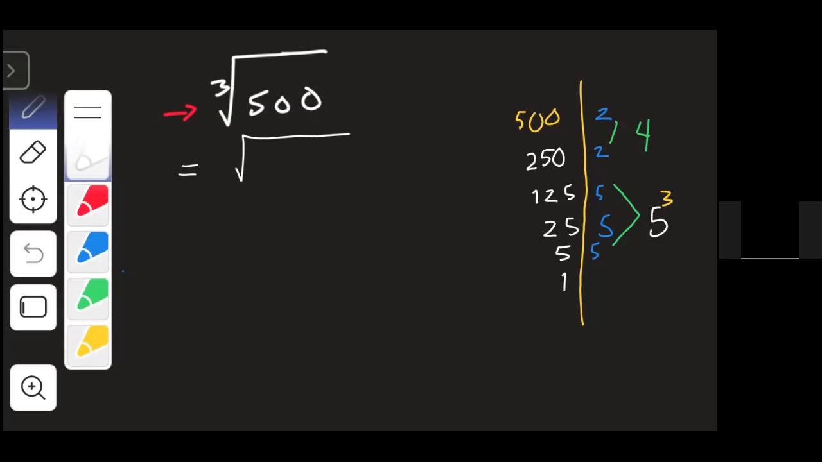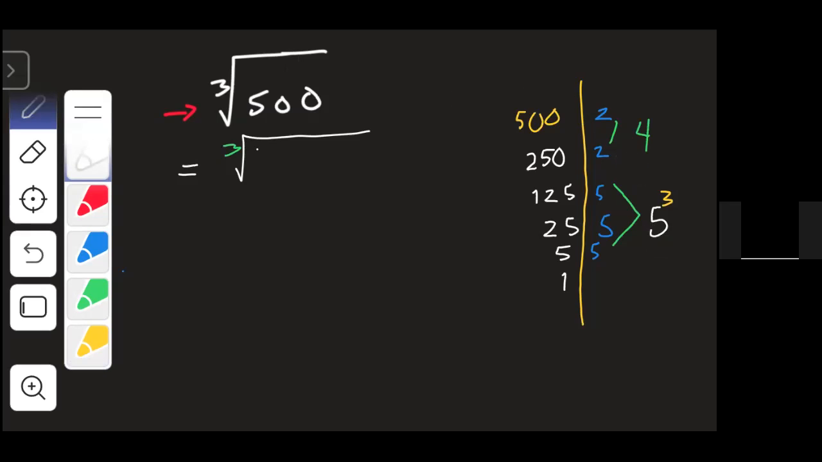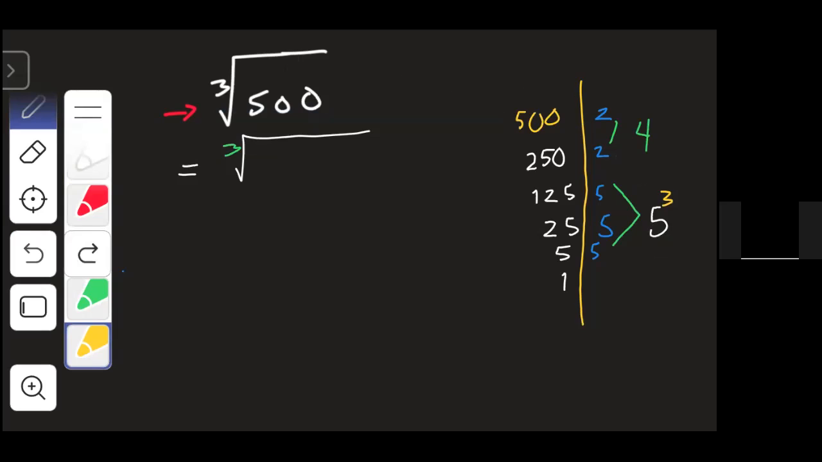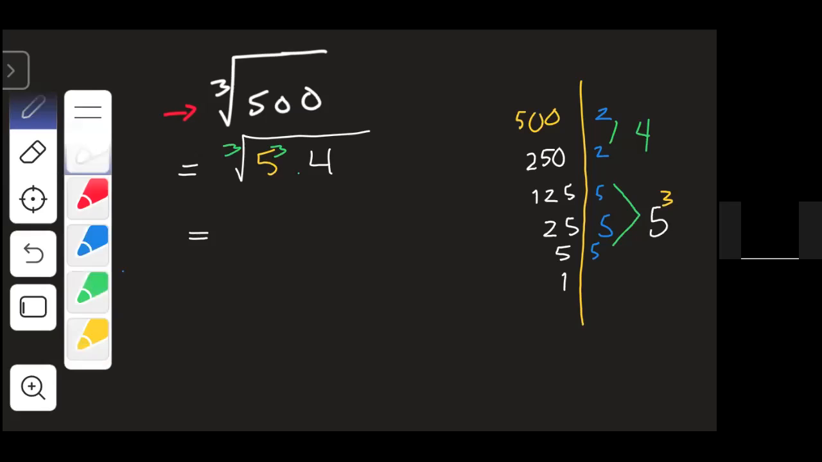So again, let's rewrite this. This is the cube power. So instead of 500, I have 4 times 5 cubed. So guys, can I do something here? I have 5 cubed and the cube root of that. I can cancel this because I have the same index, right? And the cube root of 4, I just copy it. Cube root of 4. And this is going to be the final answer.